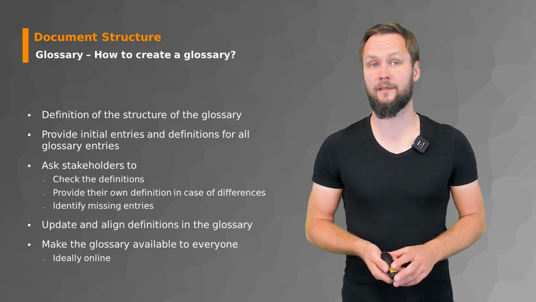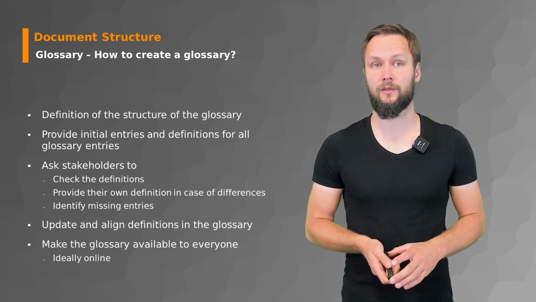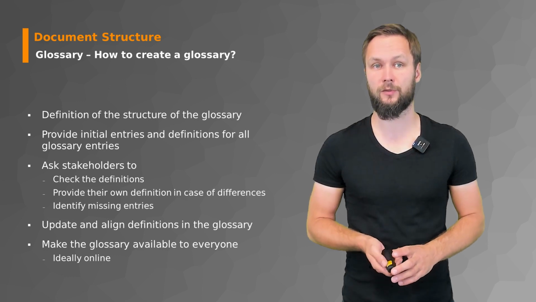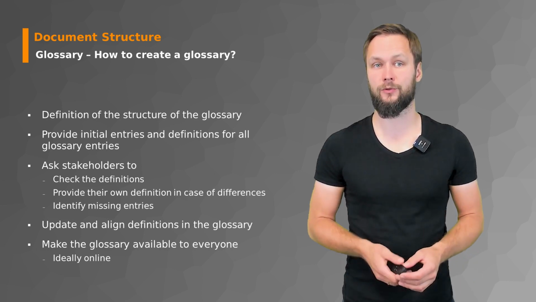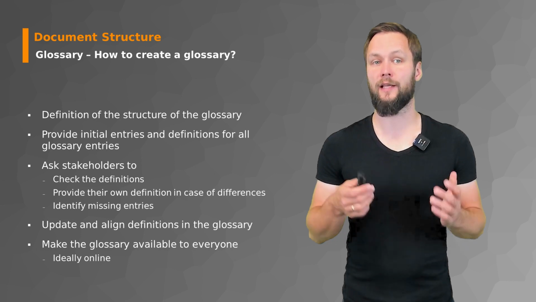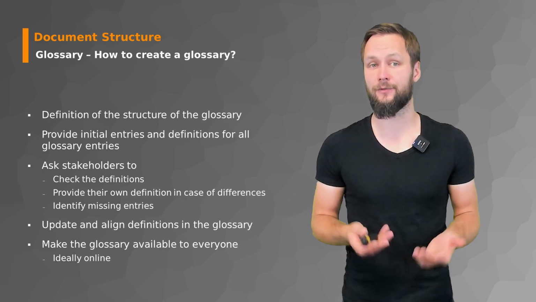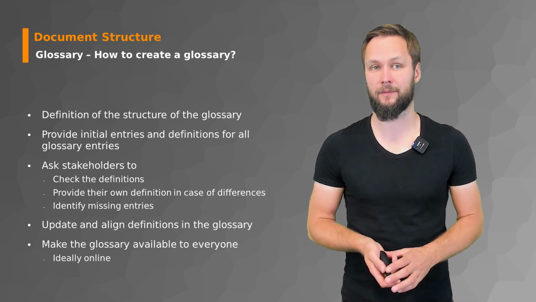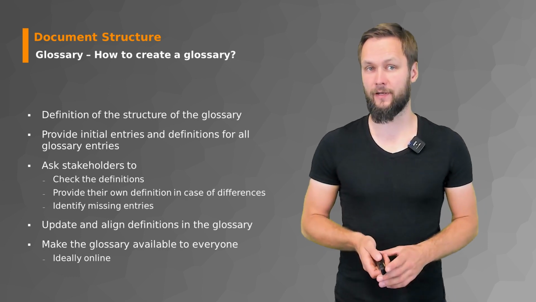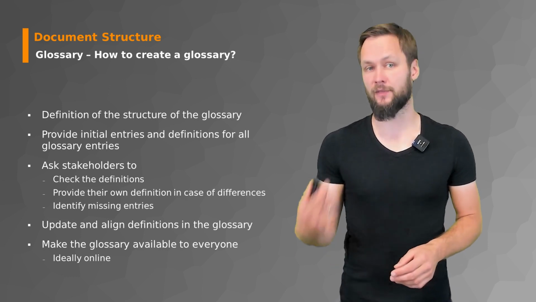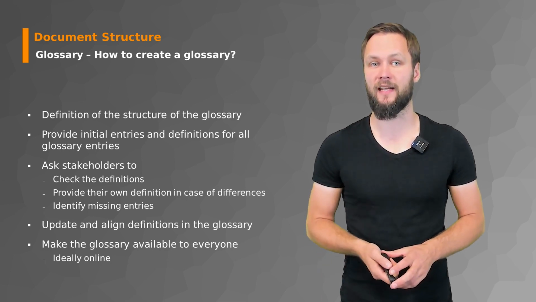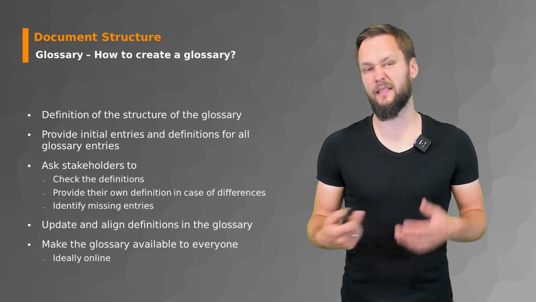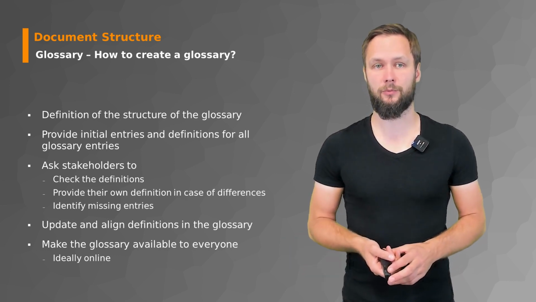How do you create a glossary? You start with a definition of the structure of the glossary. Then you provide initial entries and definitions for all glossary entries. Then you ask the stakeholders to check the definitions. They should provide their own definitions in case of differences or if they have to add something. They also help you to identify missing entries. And then subsequently you update and align definitions in the glossary and make the glossary available to everyone. Ideally online, but that depends a little bit on your project.